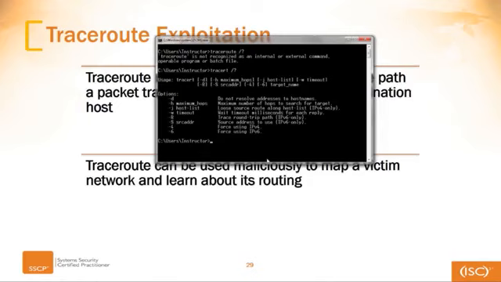Using /?, typically, at least in Windows anyway, will more often than not bring up a help file, whatever information is in the system about that. And you can see here that Traceroute with the little ? brings up a basic user file. These are the switches that we can use to configure Traceroute, and you can see what it looks like.